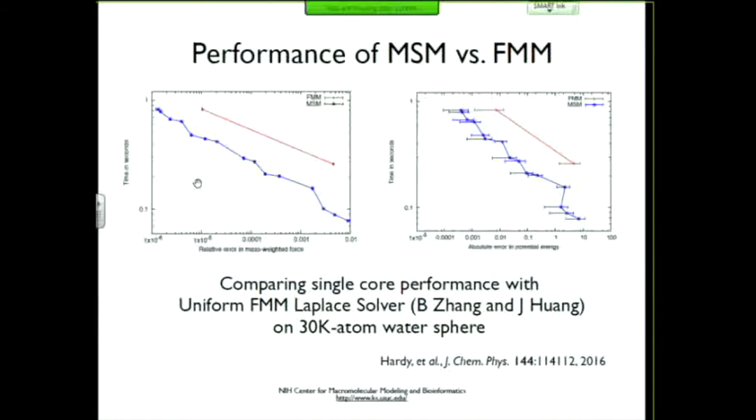And for FMM, this particular code only allowed 2 choices. It allowed a choice of either 9 terms in the multipole expansion or 18 terms in the multipole expansion. So that's why there are really only 2 points represented for FMM. And we're getting a lot of MSM points because what we're varying here is the cutoff distance, the initial cutoff distance. If you do the analysis, it turns out that becomes the control of your performance versus accuracy.